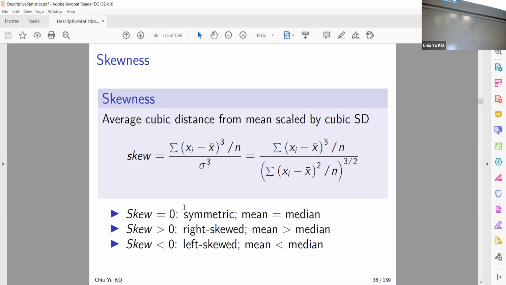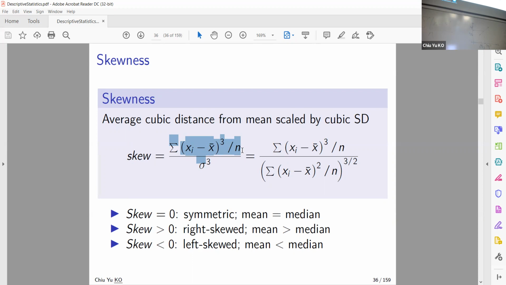Actually, the idea of skewness is somewhat similar to the variance. Don't look at the denominator, look at the numerator. What does the numerator look like? What does it remind you of? Maybe I should try to be more interactive because it's early in the morning and people are sleepy. The numerator looks like what?